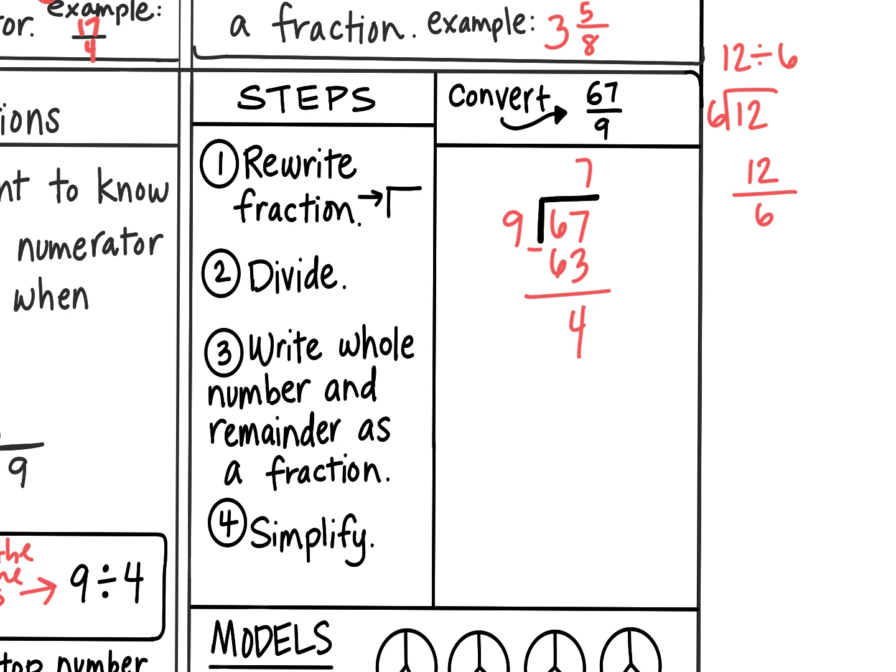So we've done this before. This is something that you learned last year and maybe even the year before. But this would be written as 7 and 4 ninths. That is your mixed number equivalent to 67 ninths. So 9 goes into 67 7 whole times, and you would have your 4 ninths as your remainder.